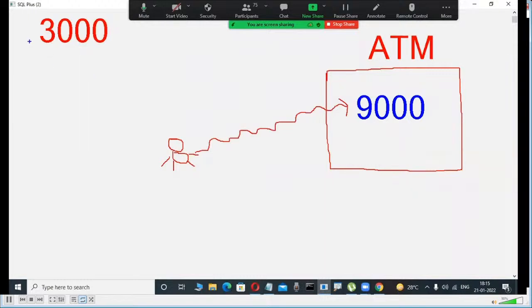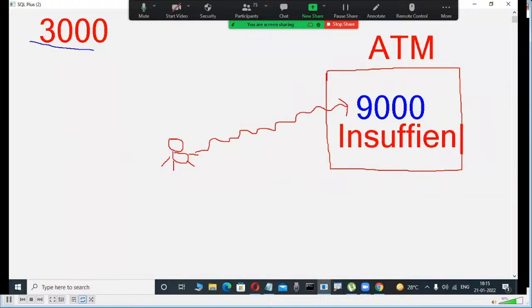Here my balance is 3,000, but how can I get 9,000 rupees? It is impossible. In this case, it will give a message. You observe it on your ATM machines, maybe some message will be displayed, such as "insufficient funds".